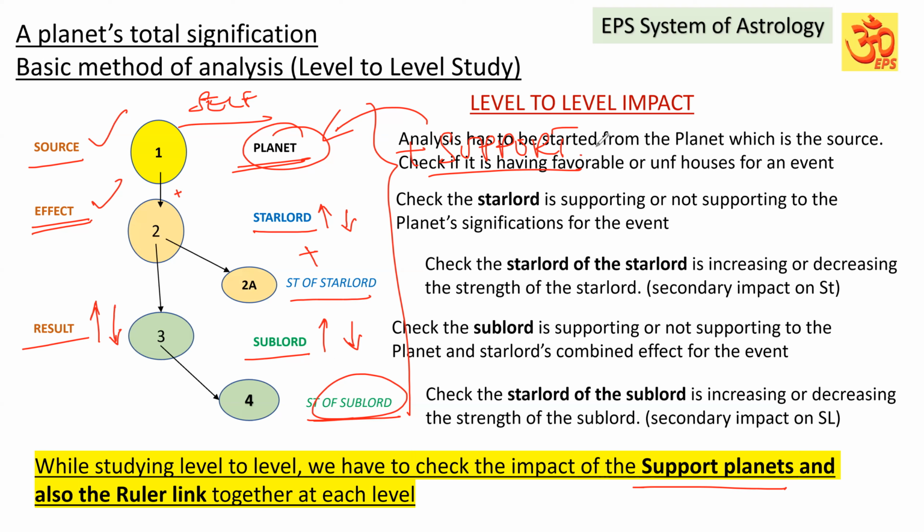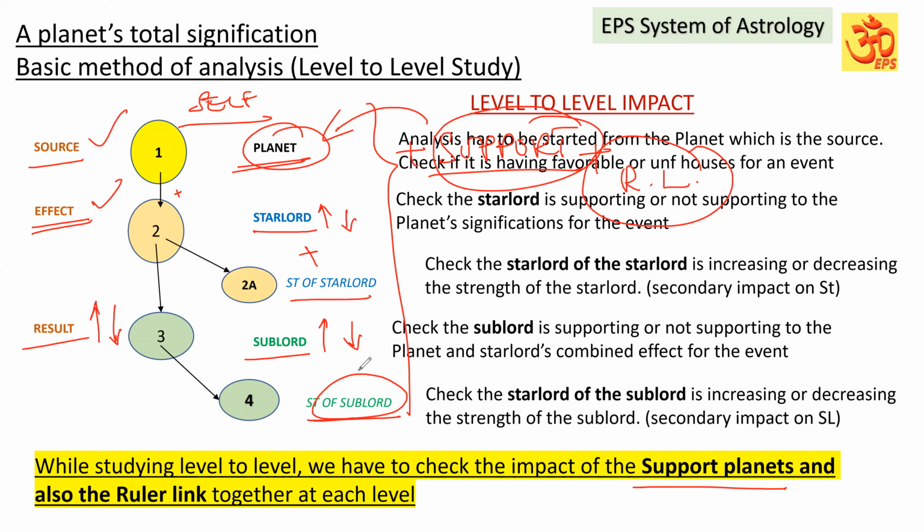And if those support planets are also forming rulers link, it means a planet in its support is also playing the role of the other level planet, the other ruler. It means the impact of the support planets will be significant. That is called rulers link, which we discussed already. So while studying level to level, we have to check the impact of the support planets and the rulers link planet together at each level.